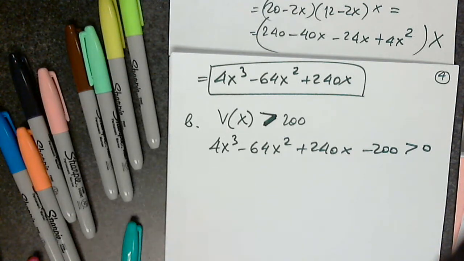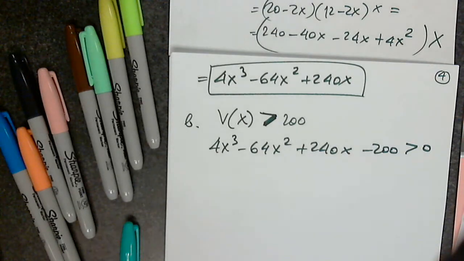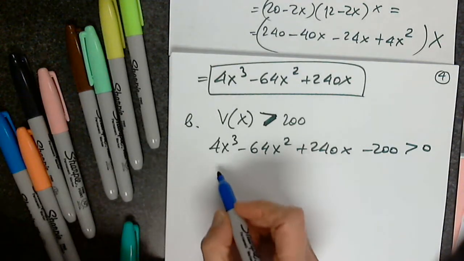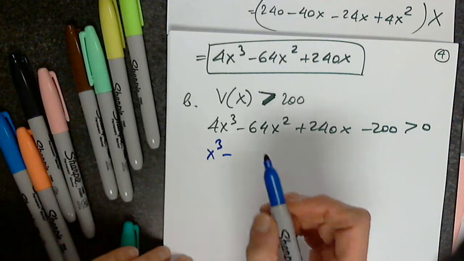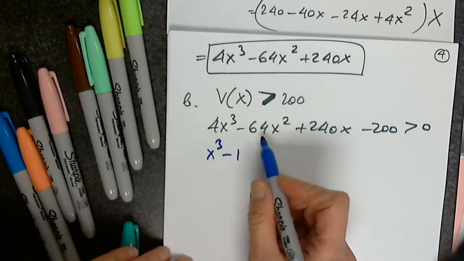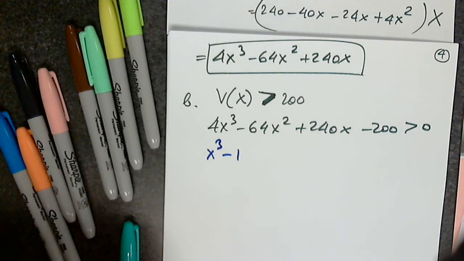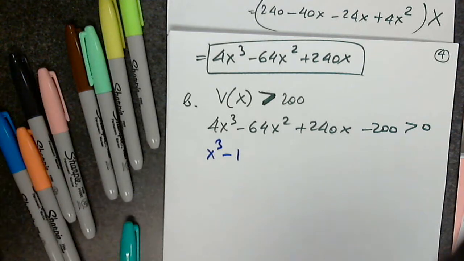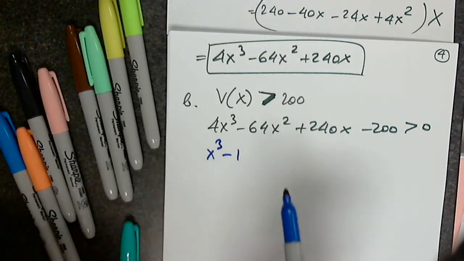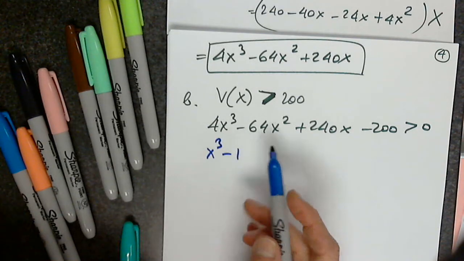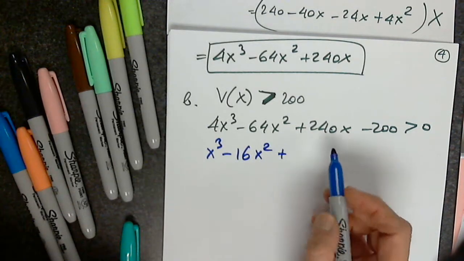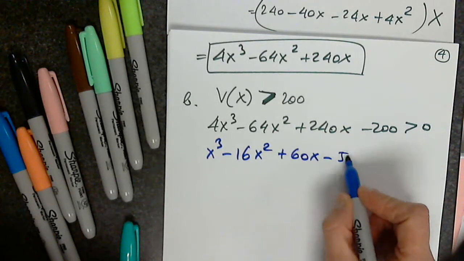I'm really hoping that I can get rid of 4. Absolutely. Why? Because we said there are 2 action words in this class and all math classes. What are those 2 action words? Factor and simplify. I couldn't say it better. So I have x cubed minus, what is it? 16. So 64 divided by 4 is 16. Plus 60x and minus 50. Good.